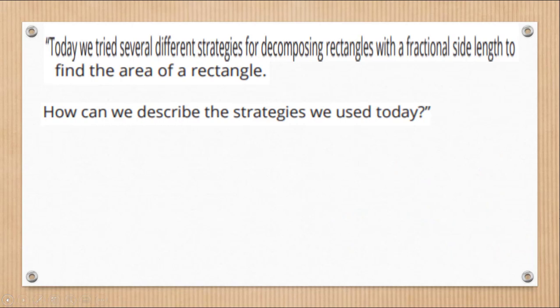So today we tried several different strategies for decomposing rectangles with a fractional side length to find the area of a rectangle. How can we describe the strategies we used today? Well, we can decompose the rectangle into smaller rectangles, and then we added the areas together. So we did our length times width, and we decomposed those rectangles and added the areas together.